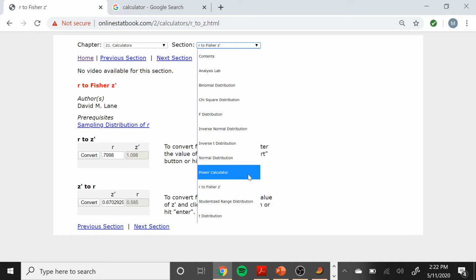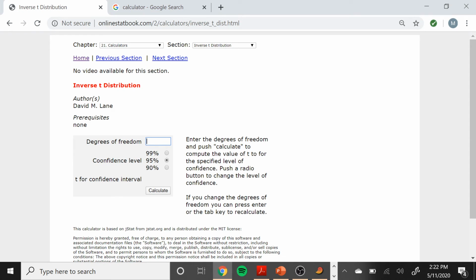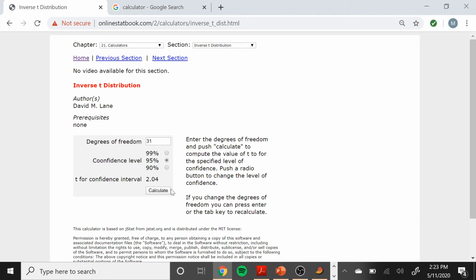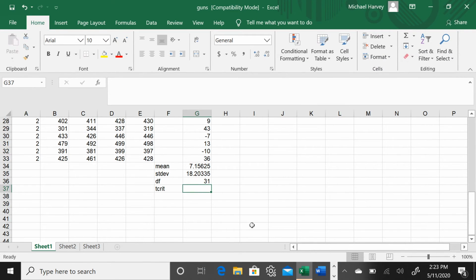All right, let's see here. Inverse t distribution. Now we put in our degrees of freedom that we're interested in. So we have 31. We're going to do a 95% confidence interval, I think. Let me double check and see if that's what he's asking. Yeah, okay. So we need 2.04 as the critical value. All right, so that's the critical value.